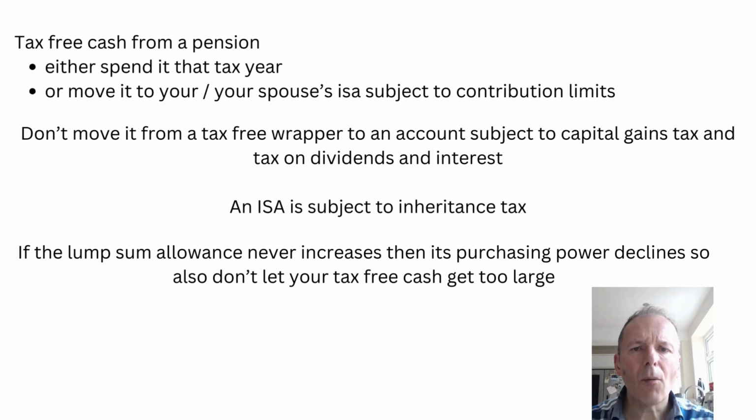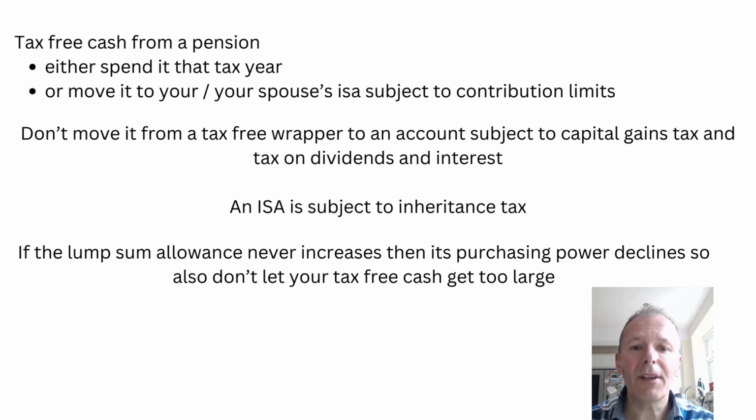When taking tax-free cash from a pension, you either want to spend the money within that tax year or move it to your ISA or your spouse's ISA, subject to contribution limits. Don't move money from the tax-free wrapper of a SIPP into a general investment account that has dividend tax, interest tax, capital gains tax. But remember that an ISA is subject to inheritance tax, so you don't want an ISA to get too large later on in life.